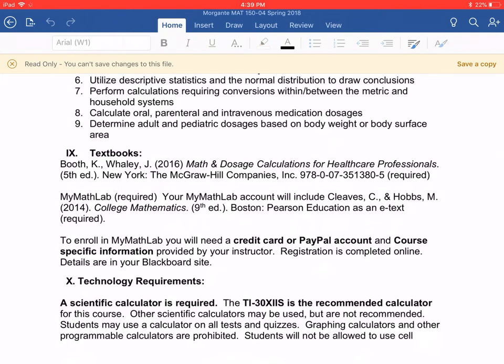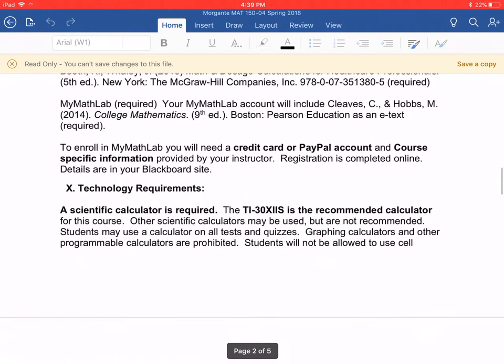Textbooks you need for this class: you have your e-text in My Math Lab, which you should have all been able to purchase, and then your workbook, and you will also need a calculator. The TI-30 is recommended for this class. You'll not be able to use a graphing calculator or any other programmable calculators, but you will need a scientific calculator.